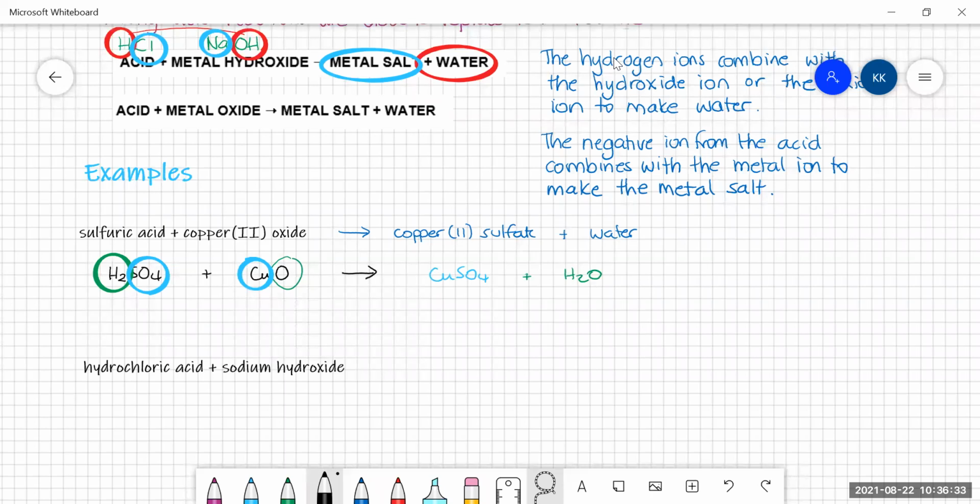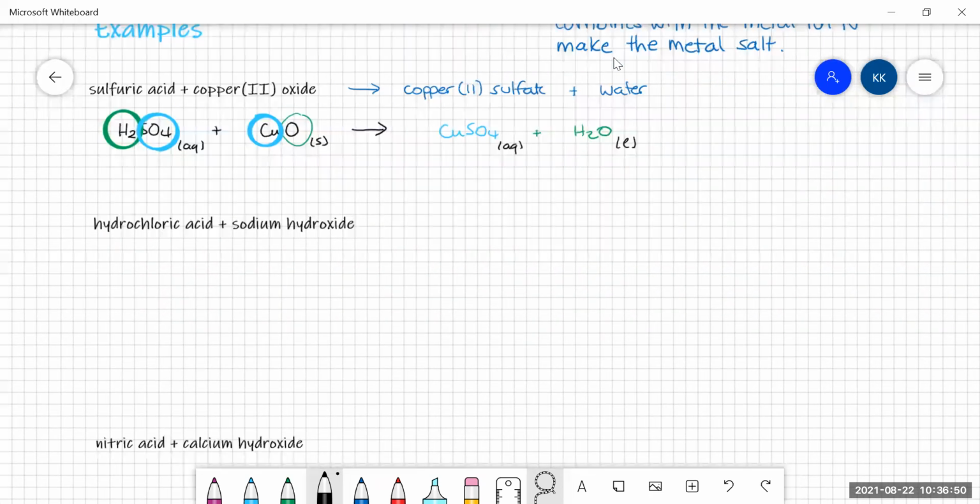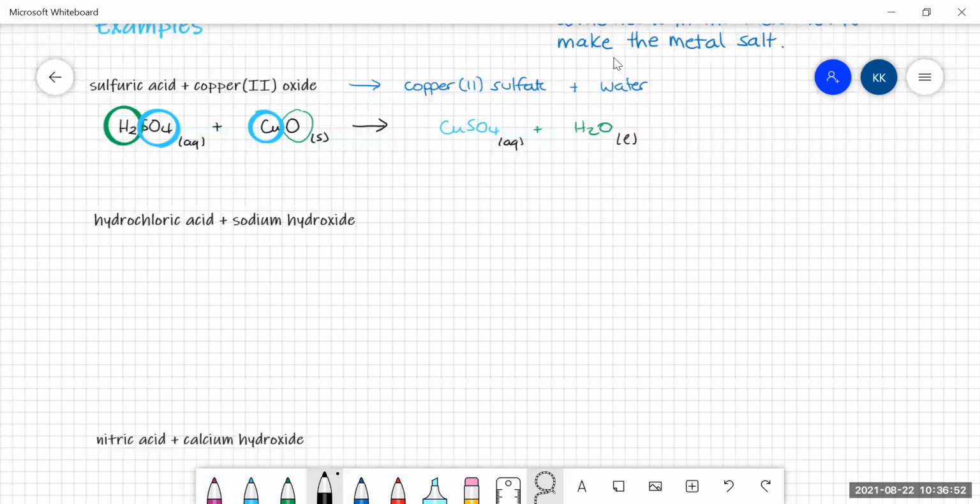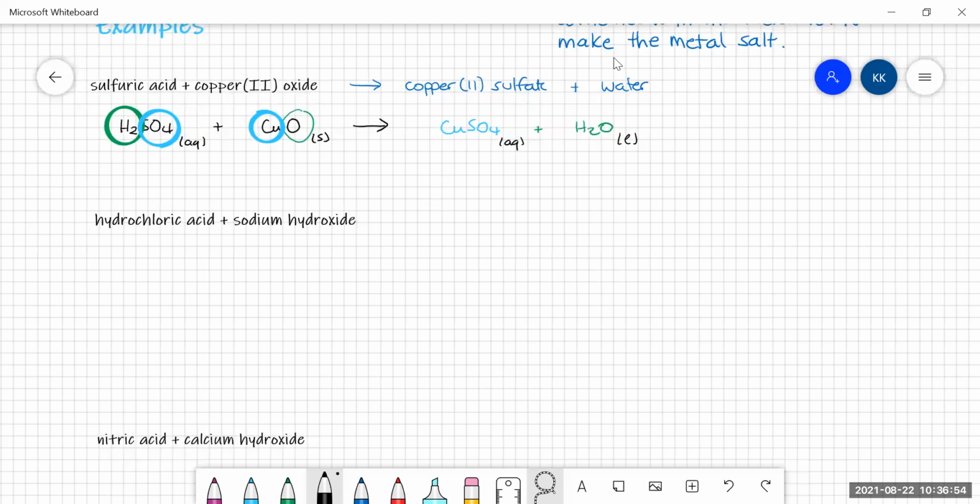And we saw in the video that that equation is already balanced, and we just put in the states: aqueous for acids, our copper oxide that we used was a solid, the copper sulfate was in solution, and the water is a liquid. All right, let's try one more here. Then I'm going to get you to have a go. So hydrochloric acid is HCl, and sodium hydroxide is NaOH.